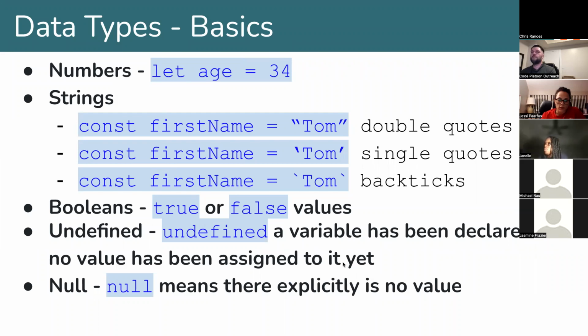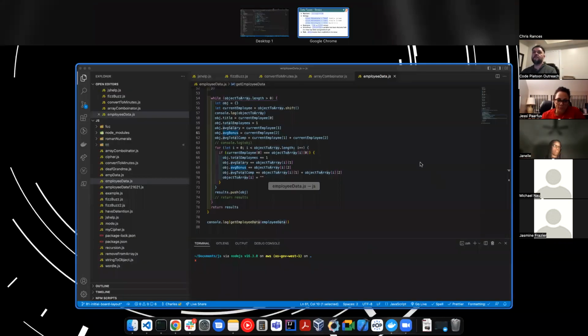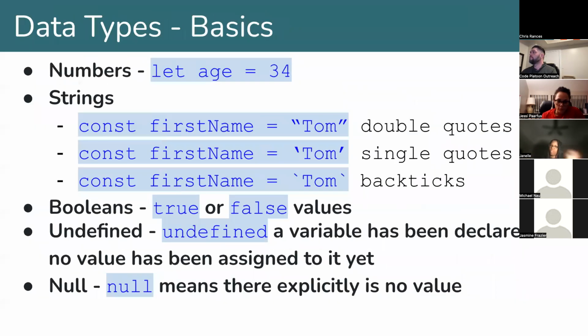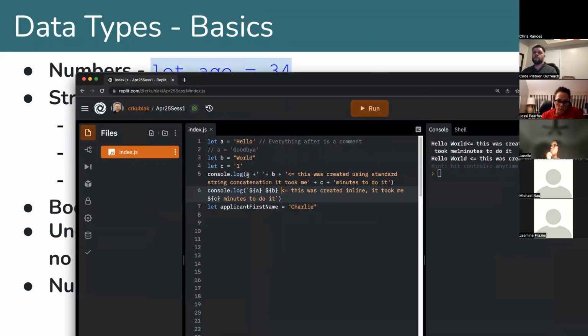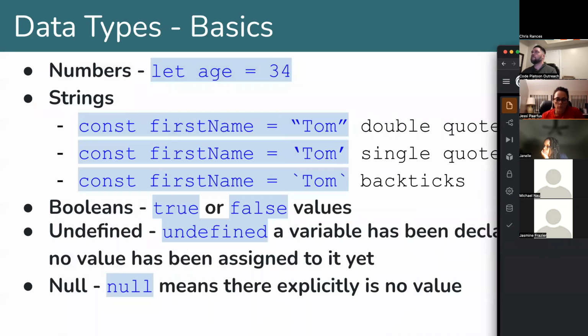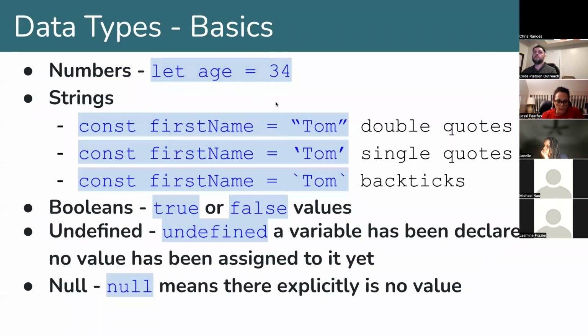What is concatenation? Concatenation is just fancy computer speak for adding two strings together, basically. So this is string concatenation right here. We're appending two different strings together. Thank you. Just don't ask me to spell it.